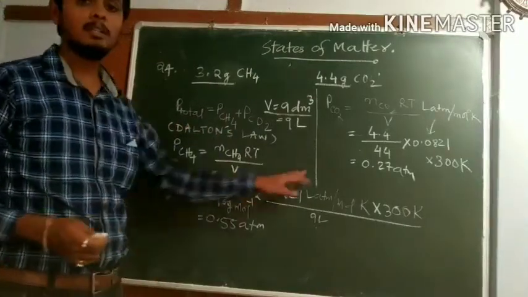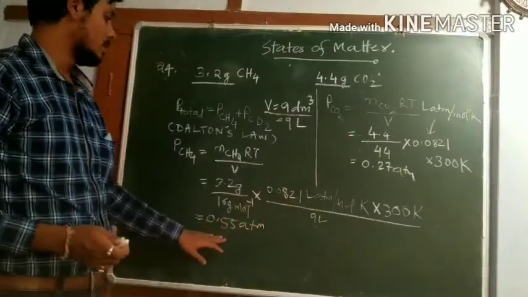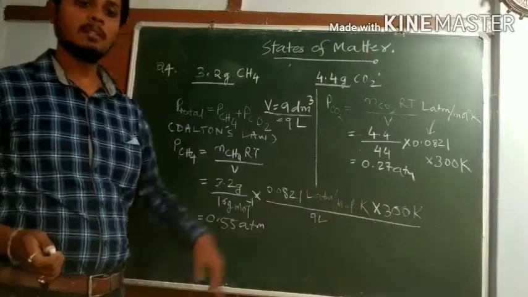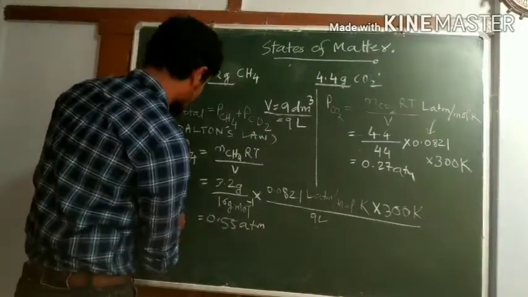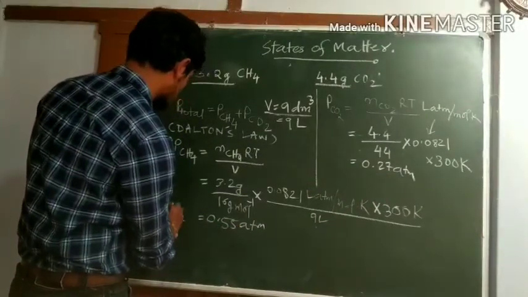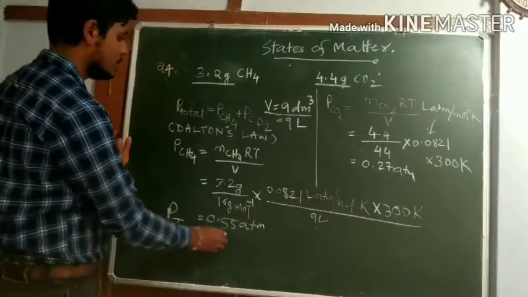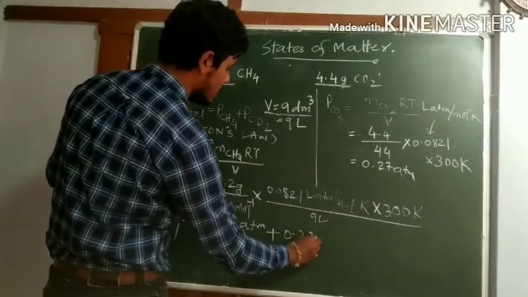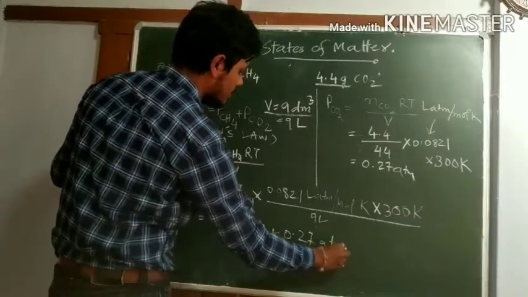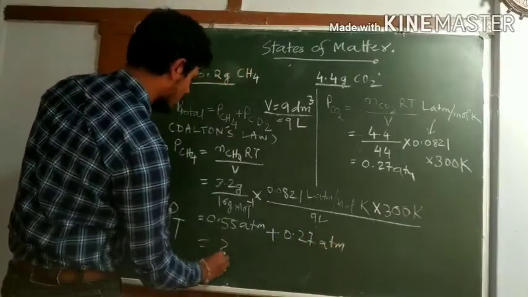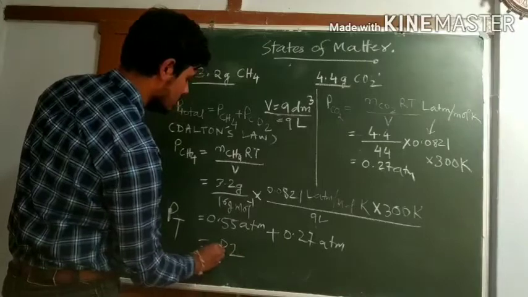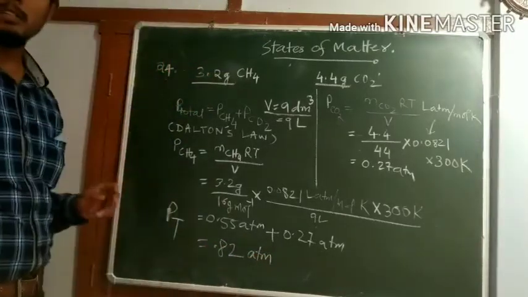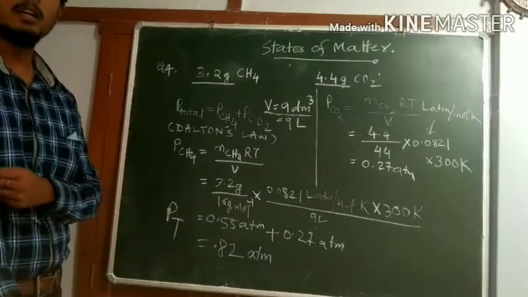And now if we want to find the total pressure, we are going to add the partial pressure of CH4 and partial pressure of CO2. That is 0.55 plus 0.27 atm. That is the total pressure. P total equals 0.55 atm plus 0.27 atm, which comes out to be 0.82. So this is the total pressure of the mixture, which we calculated using Dalton's law.